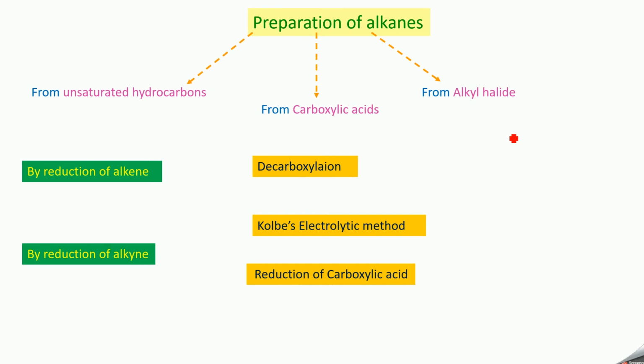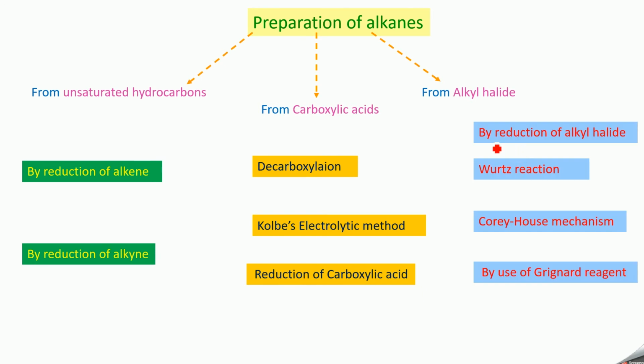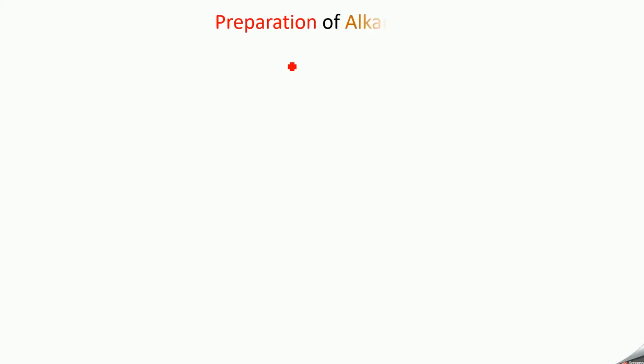And from alkyl halide, you can do these four methods: reduction of alkyl halide, Wurtz reaction, Corey-House reaction, and use of Grignard reagent. So these are the methods by which you can prepare alkanes. We will discuss them one by one. First, we will take the preparation of alkanes from unsaturated hydrocarbons.